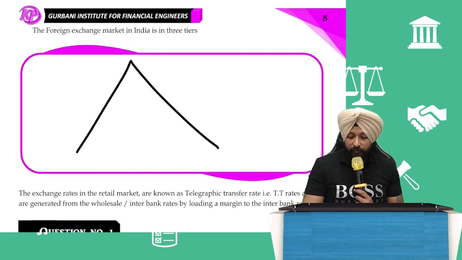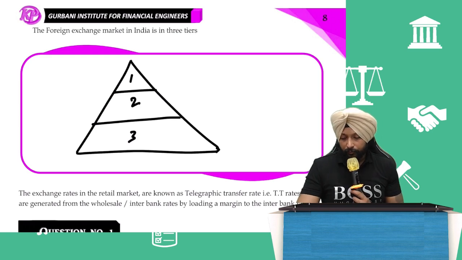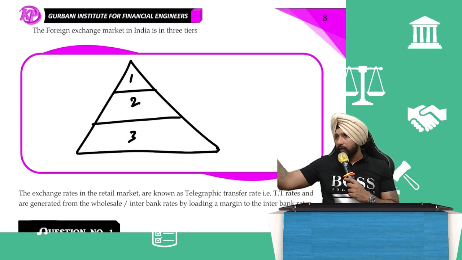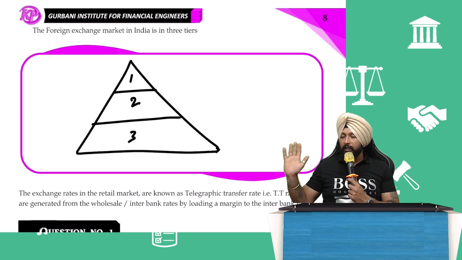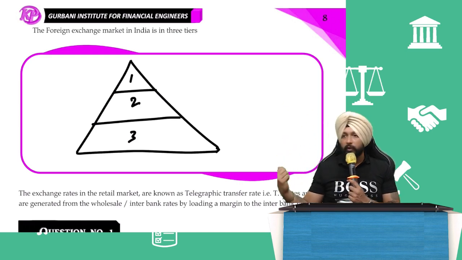Now, if you come to the next page, the foreign exchange market in India is in 3 tiers. We'll try to understand it with the help of this triangular structure. There are 3 levels at which the Forex market is applied. Okay. There are 3 tiers. 3 tiers means 3 different stages of the market. Tier 1, Tier 2 and Tier 3.